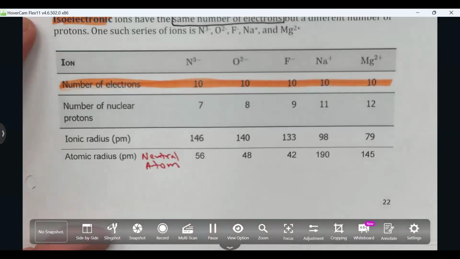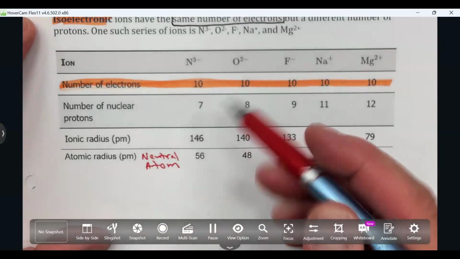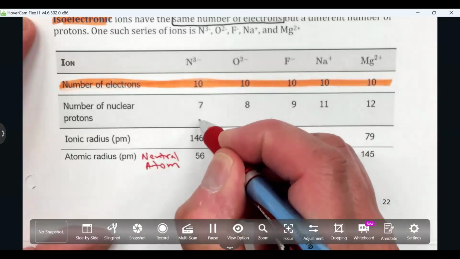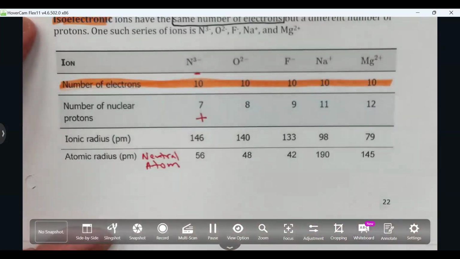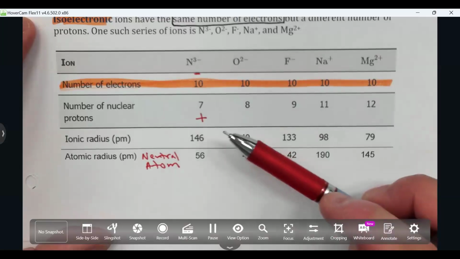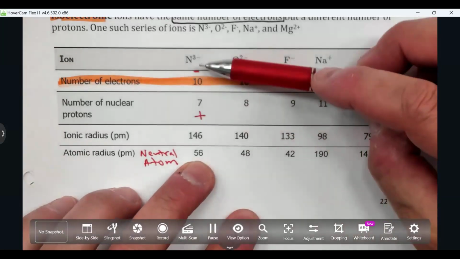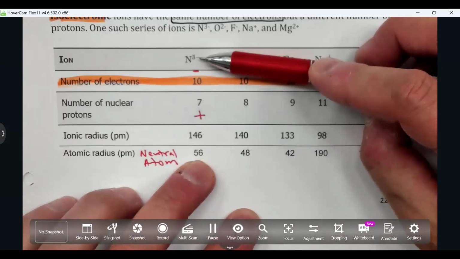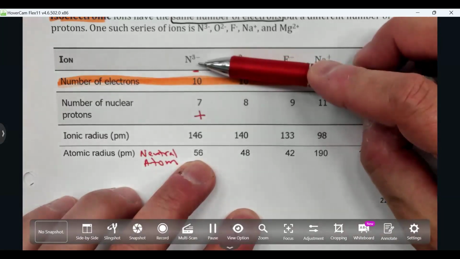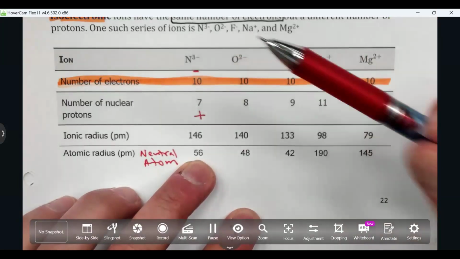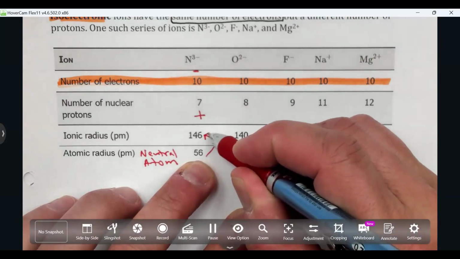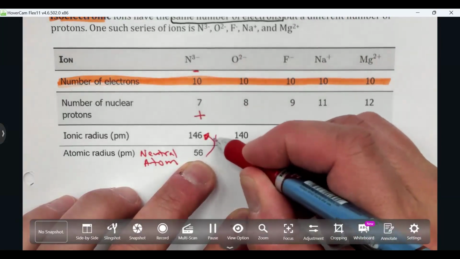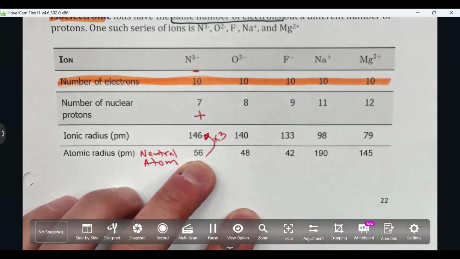Okay, now here you have 7 positive protons. We know these are positive protons. You have negative electrons. The ionic radius, when you add electrons and you make a negative ion, gets bigger. This is almost triple.